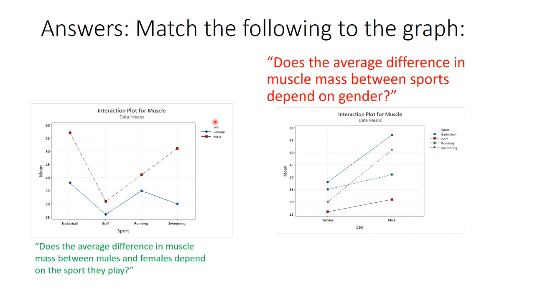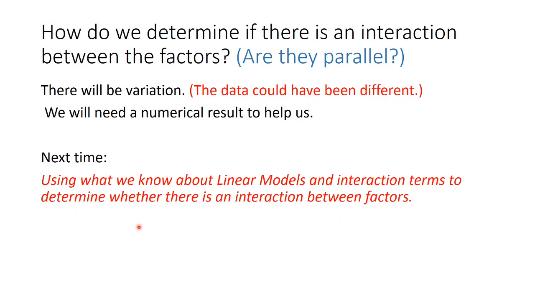And the other one is, does the average difference in muscle mass between sexes, males and females, depend on the sport they play? Now the question is, how do we determine whether these are parallel or not? That's what we'll talk about in a future video. Are they parallel? Well, remember, there's going to be variation. We just took a sample. Your data could have been different. And so we'll need a numerical test result to help us. Next time, we're going to use what we know about linear models and interaction terms to determine whether there's an interaction between factors.